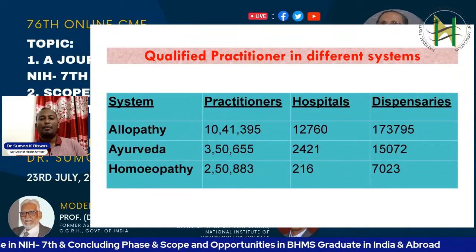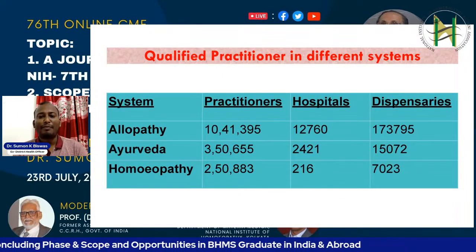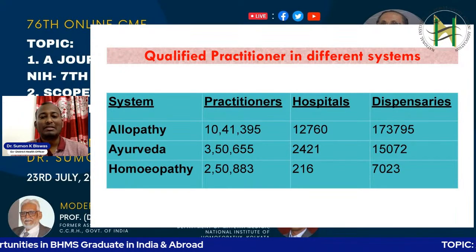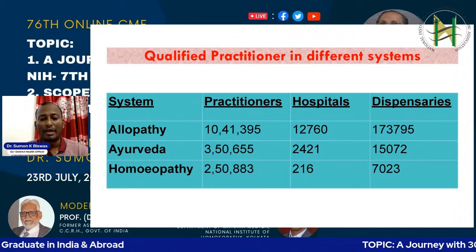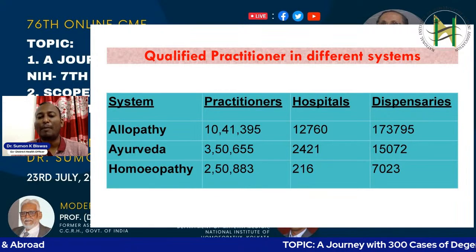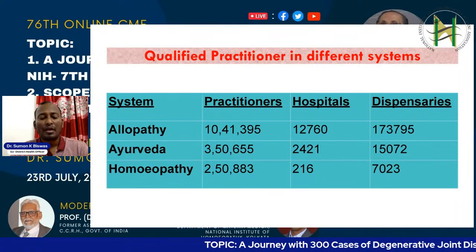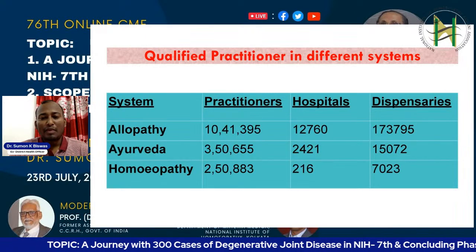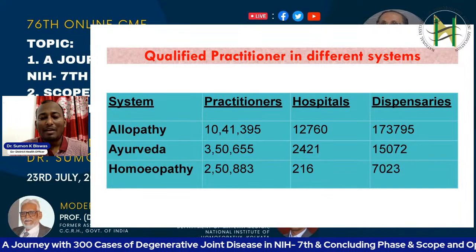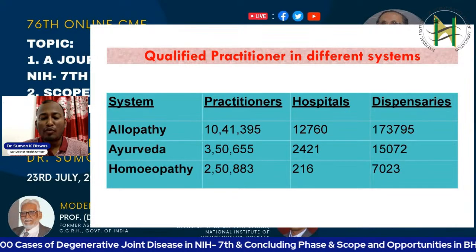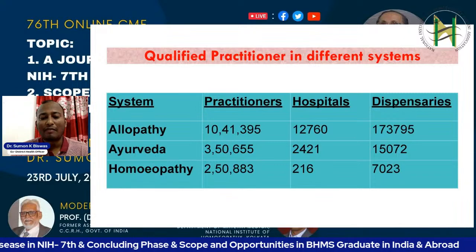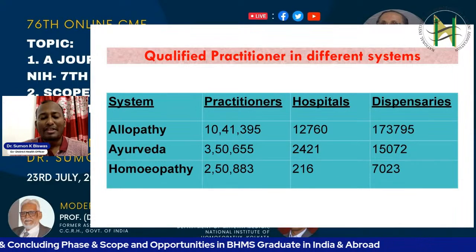If we check the qualified practitioners of different systems, this is the comparison, and all this data is from 2020, so the numbers may have increased now. Looking at practitioners, we have around 10.5 lakh allopathic practitioners, 3.5 lakh Ayurveda, and homeopaths around 2.5 lakh. So the number of homeopaths is very low compared to other systems of medicine.